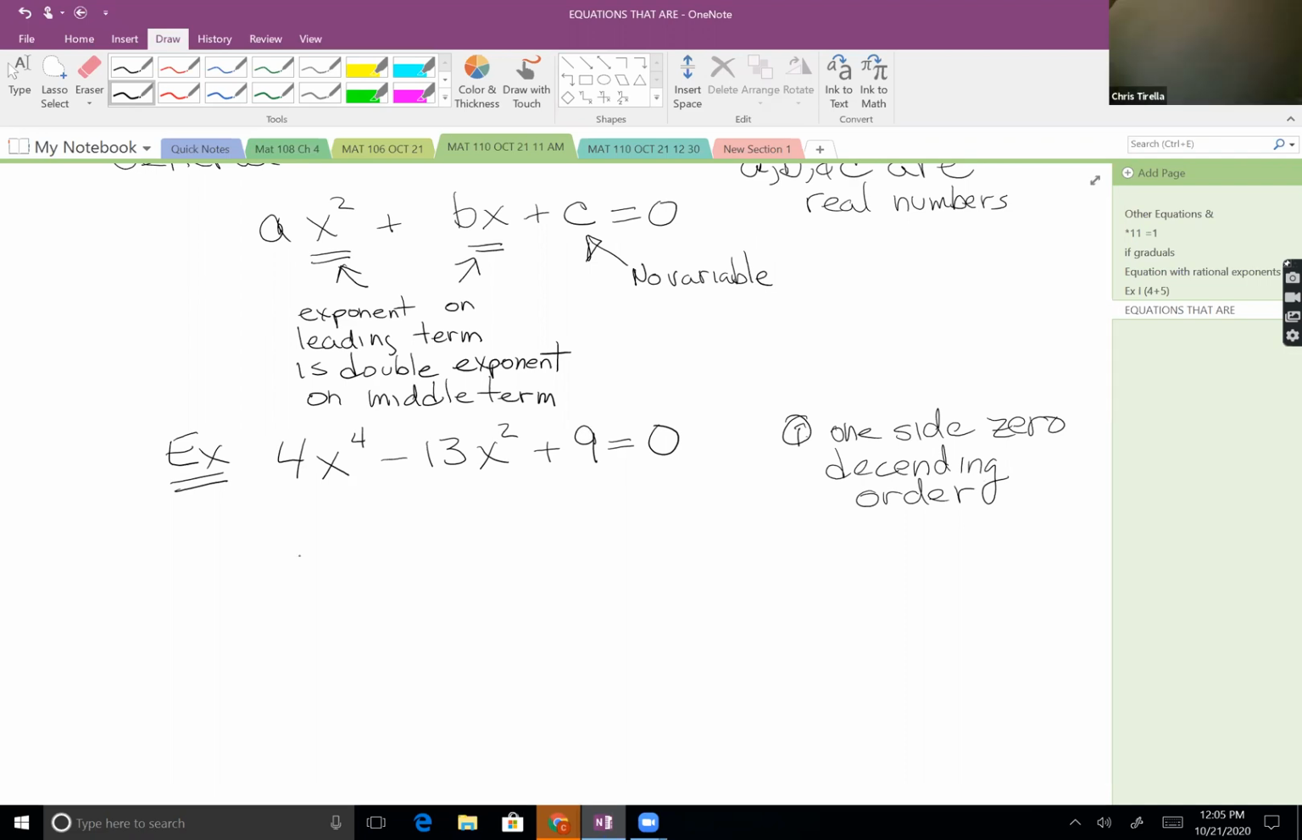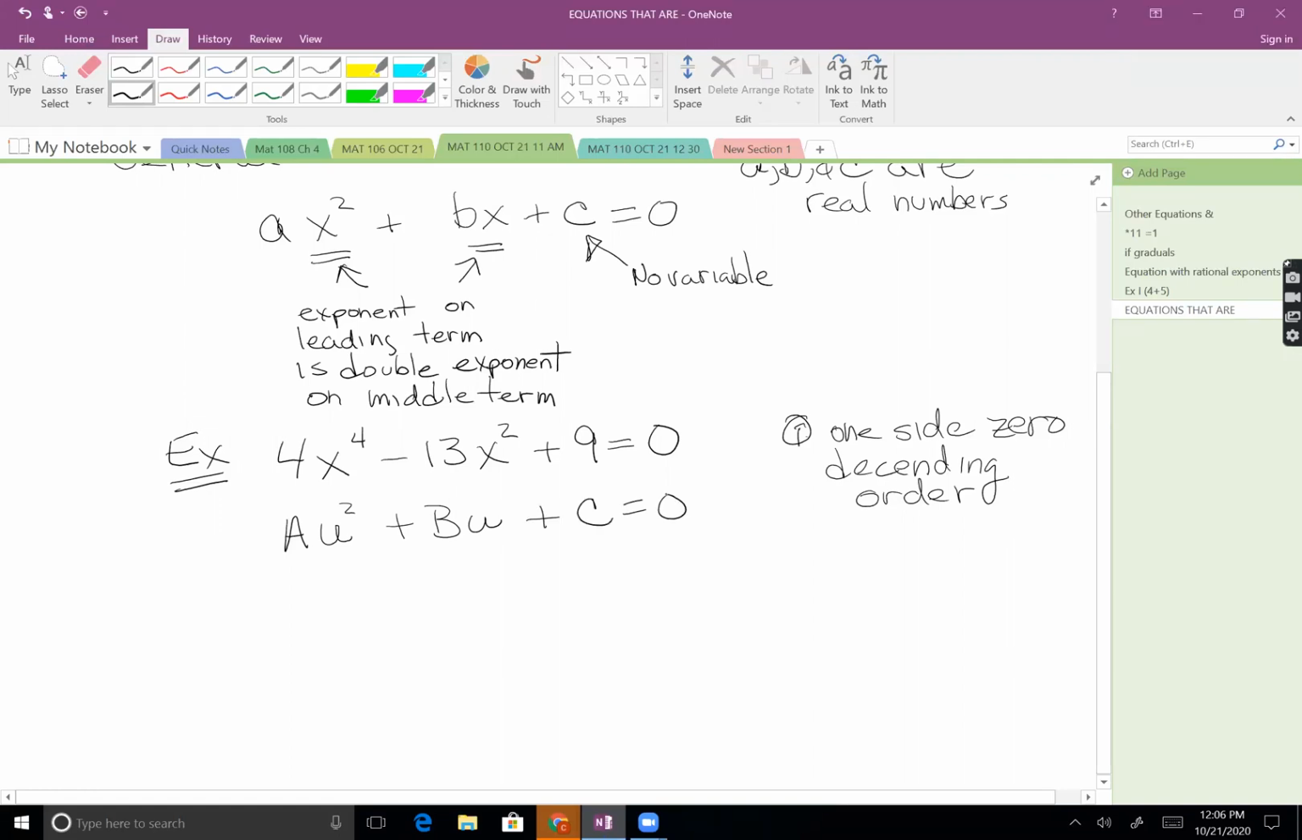And now I want to compare it to my, I'm going to change the x to a different variable: au squared plus bu plus c equals 0. And you notice it fits that pattern. I have a trinomial, I have real coefficients, the last term is a constant, and these are higher exponents. Do you notice that one exponent is double the other?